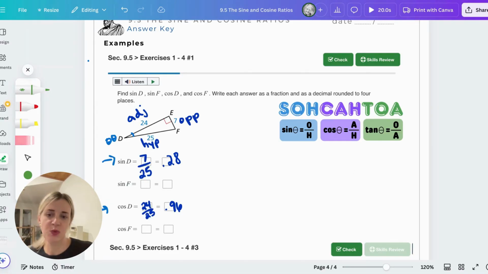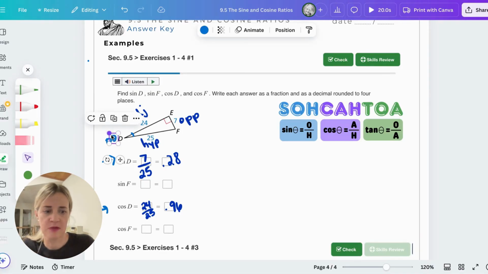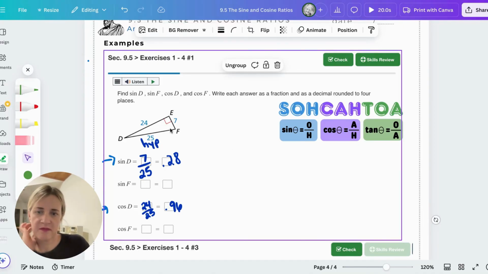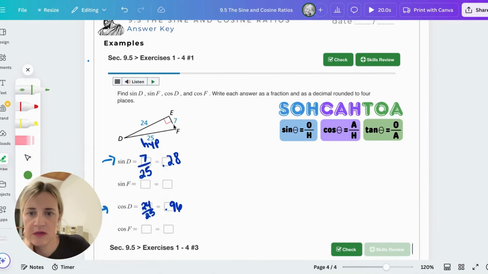Okay, next we want to do angle F. So I'm going to keep my hypotenuse the same here because that one doesn't change, but my eyeballs are going to change to a different location. We're going to change them to angle F. And so our opposite and our adjacent are going to flip-flop. So where's angle F? Right here. That's where my eyeballs are going to go. So my opposite is now here, and my adjacent is the 7.